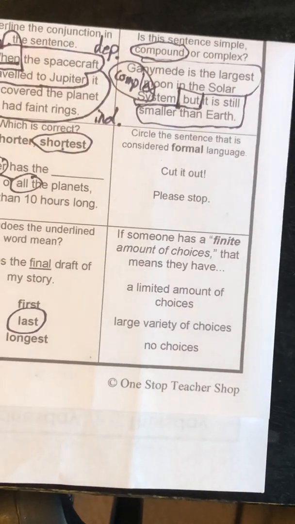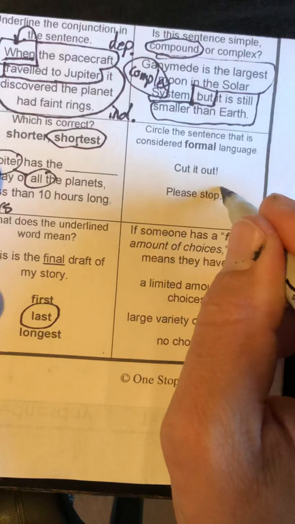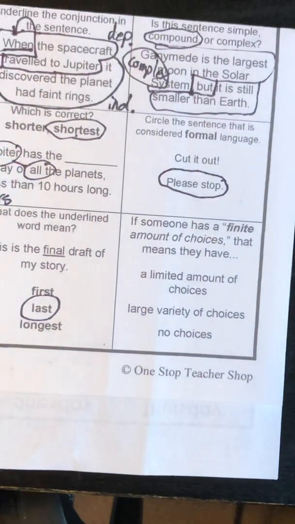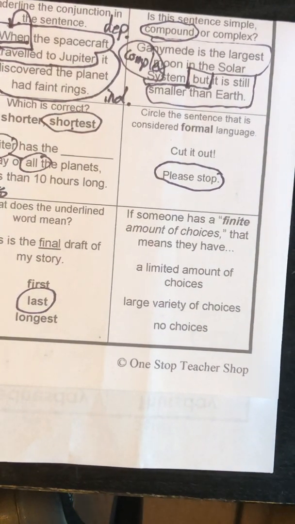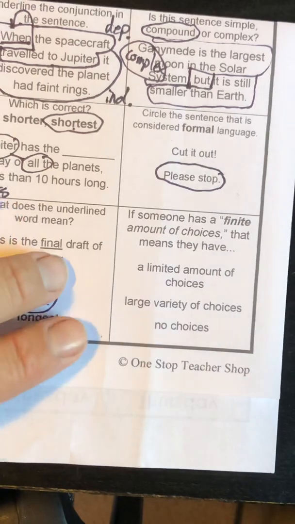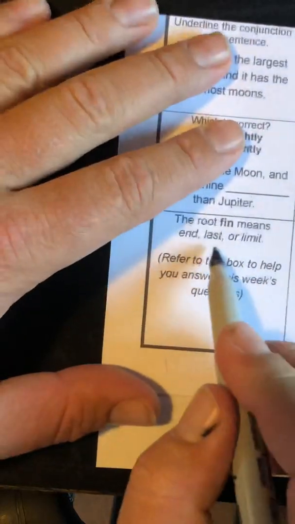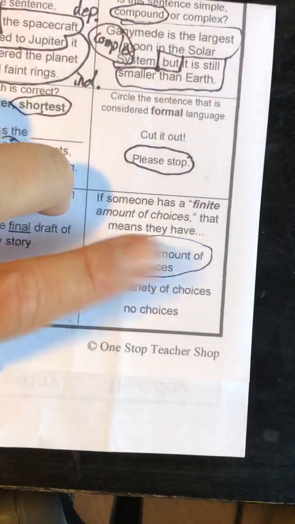Circle the sentence that is considered formal. Cut it out. No, that's something you would kind of say on the playground. Please stop is a more formal way of telling somebody to stop doing something. If someone has a finite amount of choices, that means they have... finite means a limit. So that means they have a limited amount of choices.